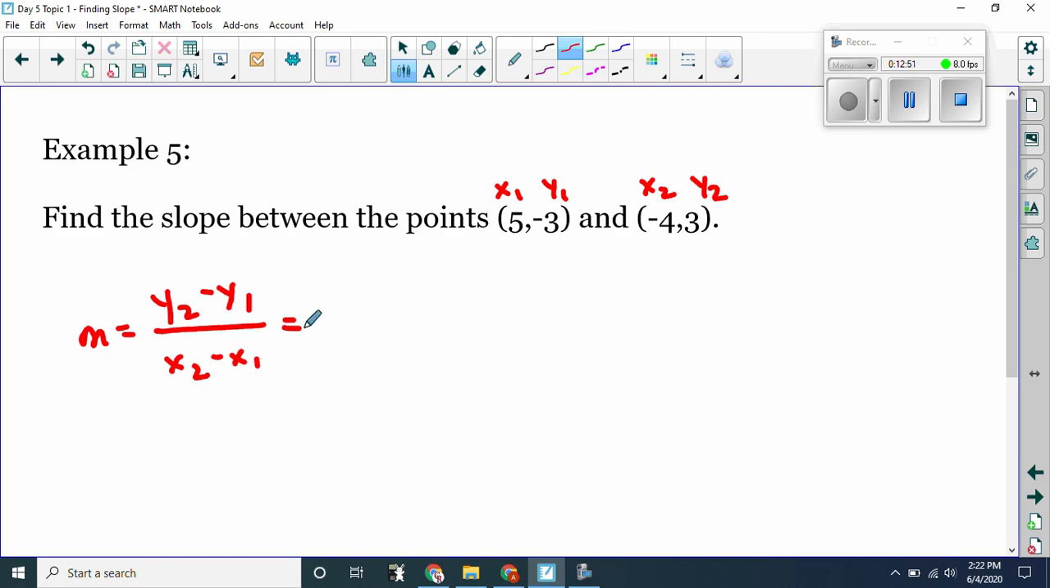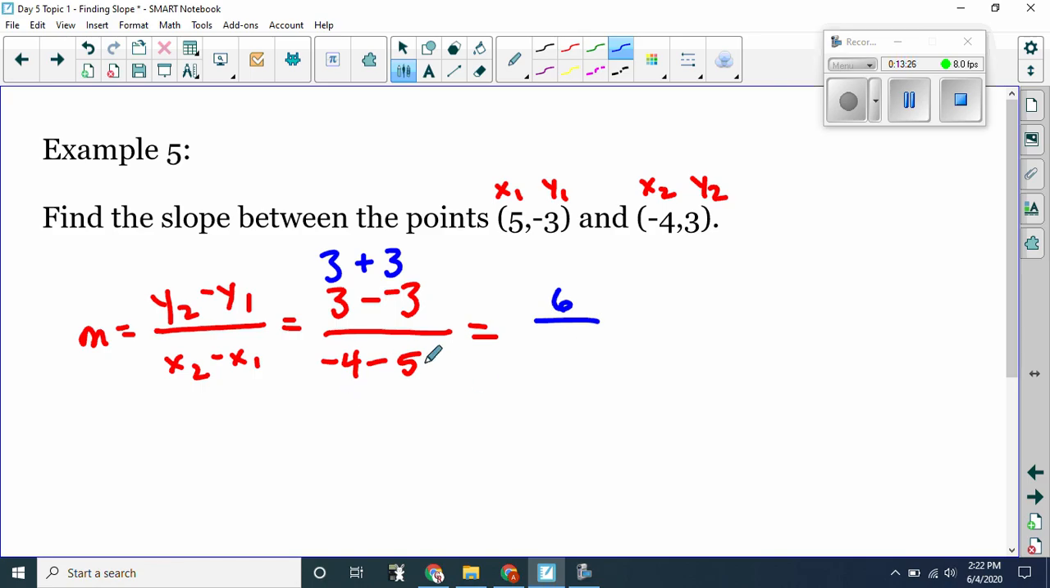Plug things in where they go. y2 is 3 minus y1 is negative 3. x2 is negative 4 minus x sub 1 is 5. Do your subtraction. Minus, minus next to each other like this. We can change that to plus. 3 plus 3 is 6. Negative 4 minus 5 should be negative 9.